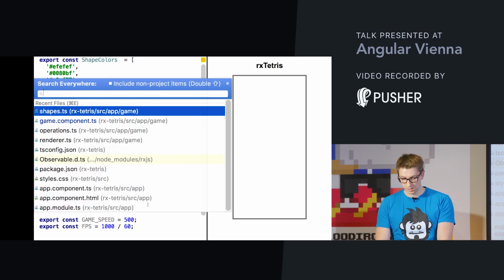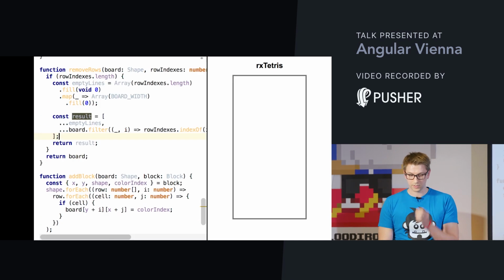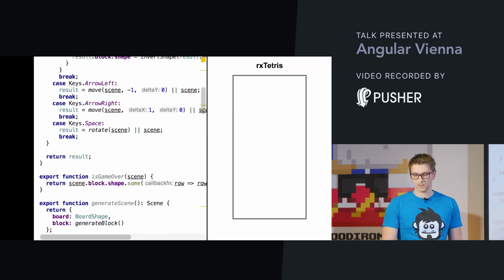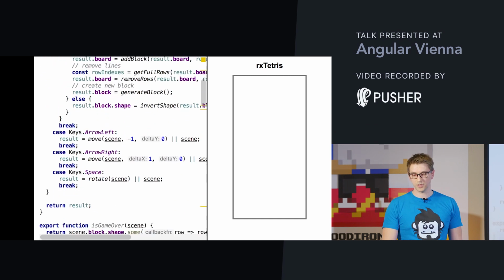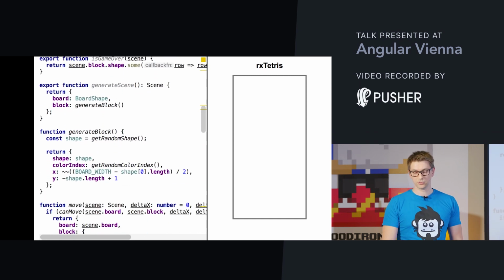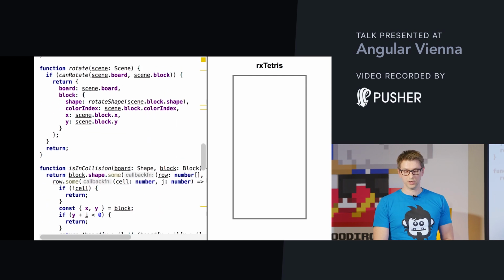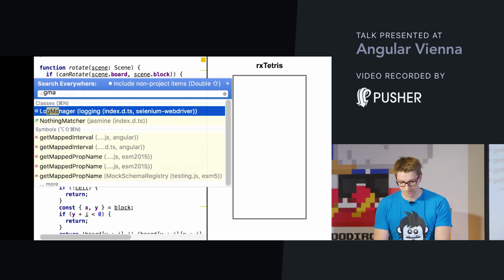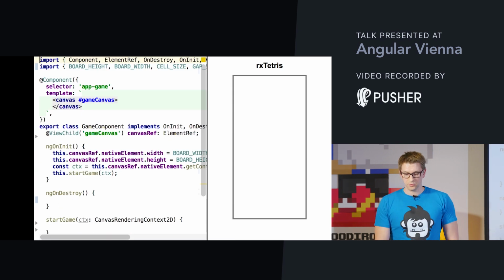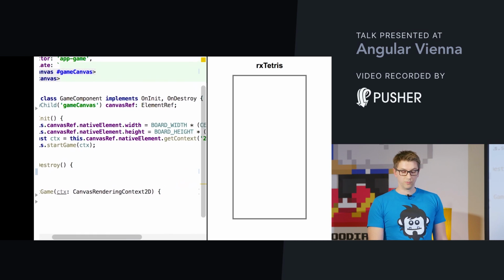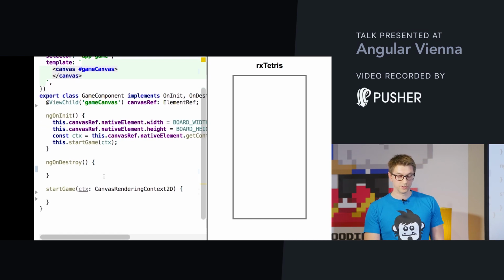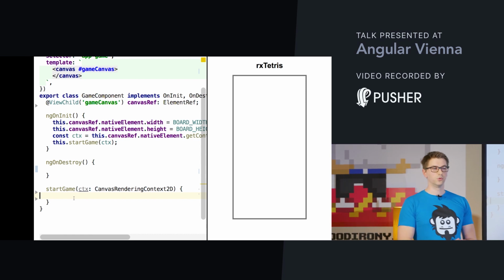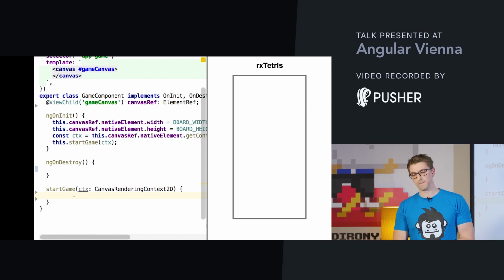Also, there is, of course, the core part, which is the different methods that are modifying the scene, checking if the game is over, generating the blocks, moving, rotating, etc. But we're going to go back to our game. At the moment, as you can see, there's pretty much nothing in the game. We have just a reference to canvas. It runs this method, which again doesn't have anything.